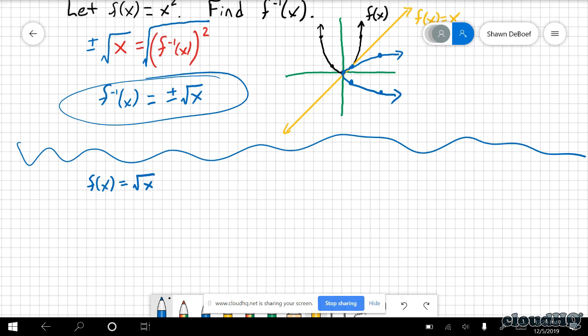Sometimes when I graph, it's nice to make a table of values. And when we've made a table of values in the past, we just kind of picked what x values we wanted, and maybe we picked x values that worked nicely. This is the very first time in Algebra 2 that we have encountered a problem where I can't pick just any x value. There's actually restrictions or limitations on what I can pick for x values.